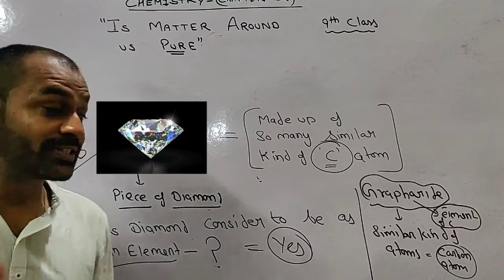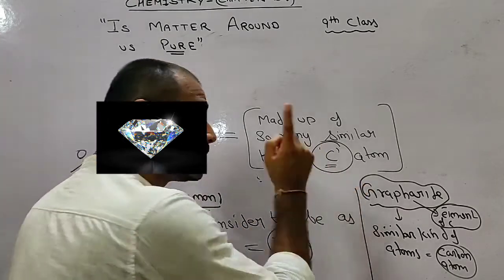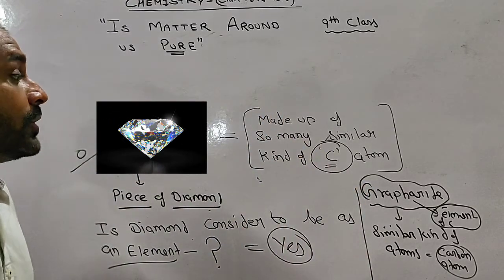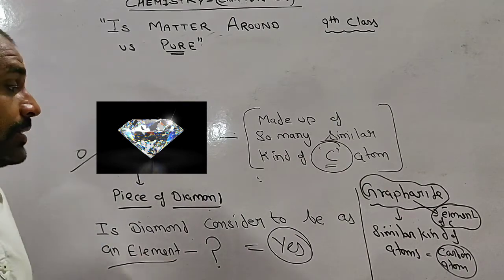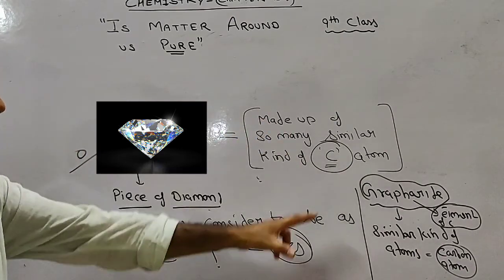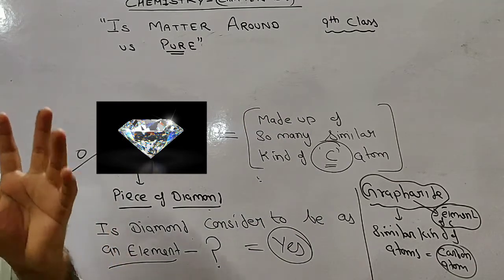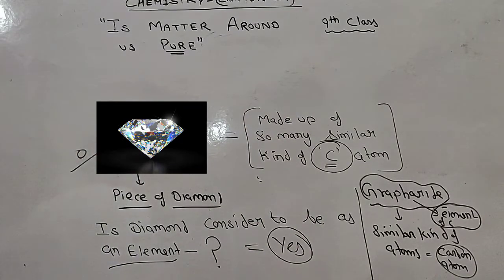So this is also the element of carbon because in graphite you will find only atoms of carbon, nothing else. So this is the purest form of carbon. This is also the purest form of carbon. So purity matters in the case of element. Fine. So that's why they all are considered to be elements of carbon.